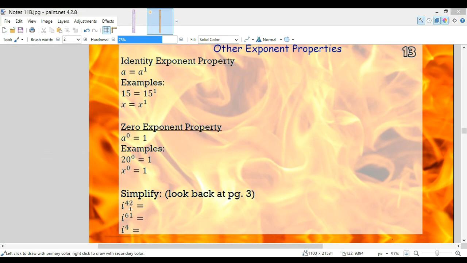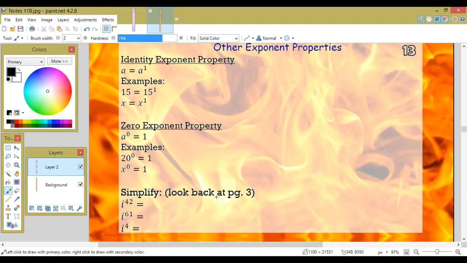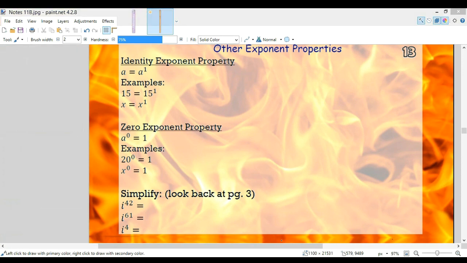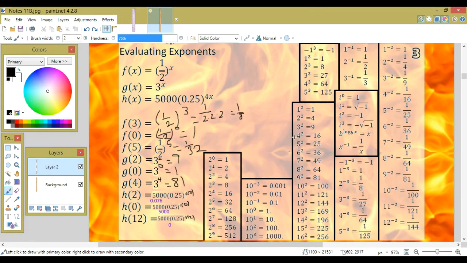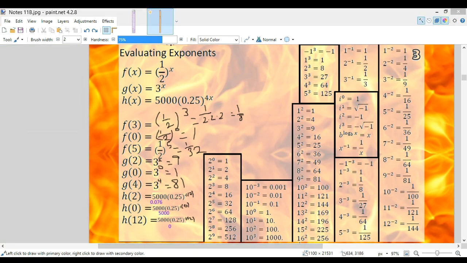To simplify these i's, it wants us to look back at page 3. So if we turn back to page 3, we have our i's right here. I to 0, 1, 2, and 3. And then it cycles over again. So we're going to divide the power by 4, and whatever the remainder is, that's what the answer is. So let's go ahead and do that.